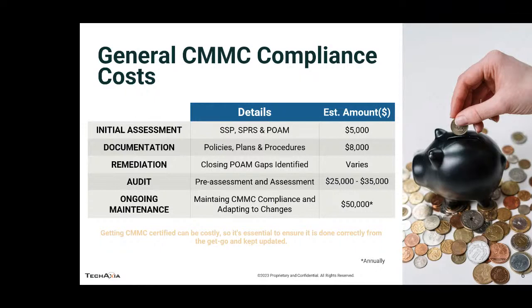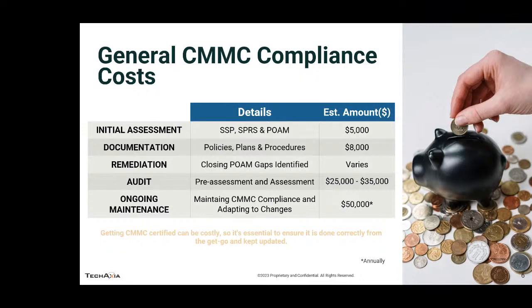Another important piece of your CMMC assessment cost is creating and customizing your documentation. And by this, we mean your policies, your plans, and your procedures. And the cost for this can vary from $4,700 to $13,000, depending on are you doing the customization yourself, or are you engaging a third party to help you do that?